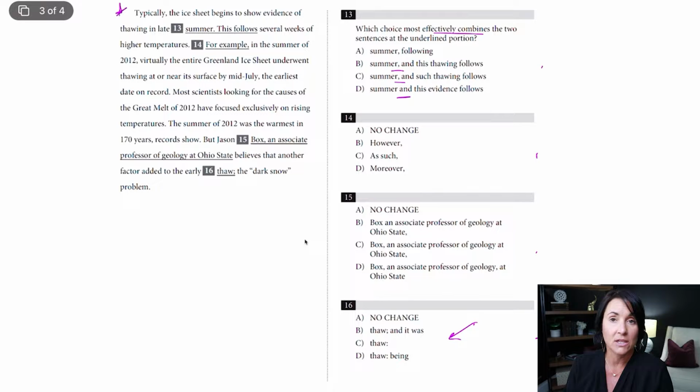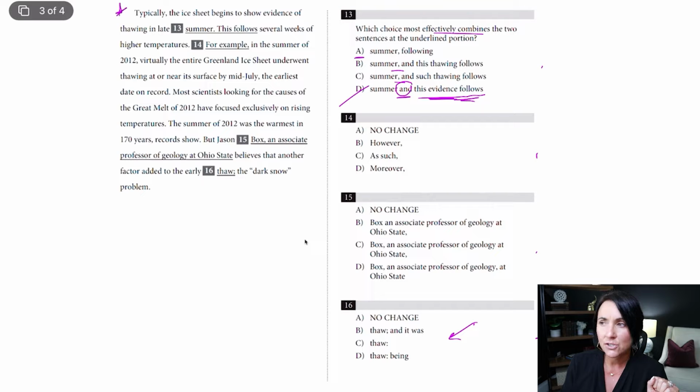Let's take a look at D really quickly, because remember, a conjunction alone is not enough. Let's plug D in just to get rid of it. So we have typically the ice sheet begins to show evidence of thawing in late summer, and this evidence follows several weeks of higher temperatures. All right, first of all, it's very wordy. The evidence doesn't follow several weeks of high temperatures. It's the thawing that follows several weeks of high temperatures. So it looks like we're mixing up words here. And this "and" here is not enough to separate this evidence follows from the other independent clause. You need a comma conjunction. So D is out.